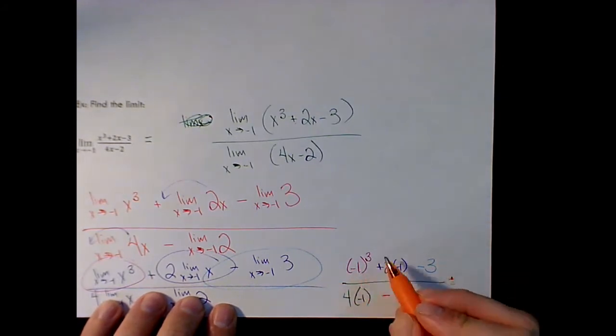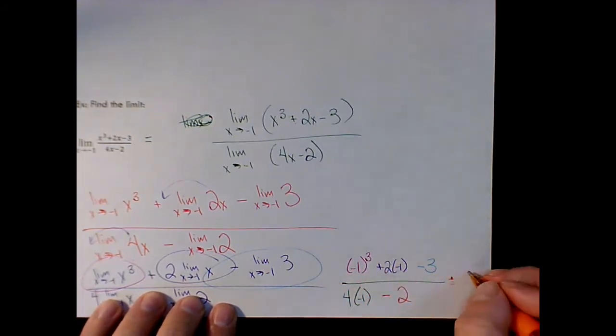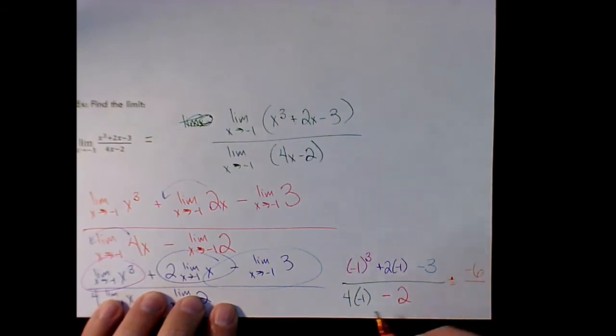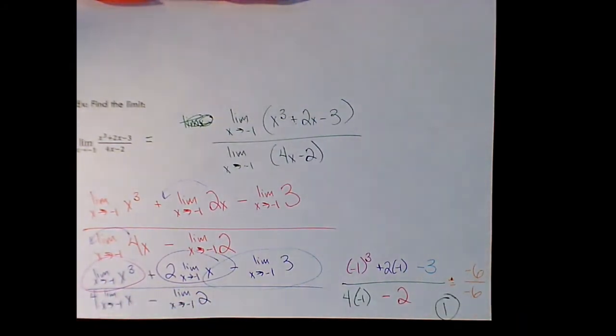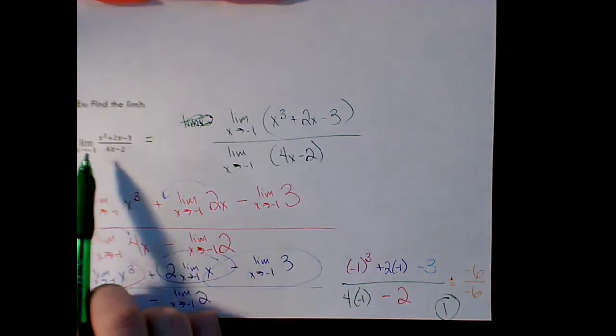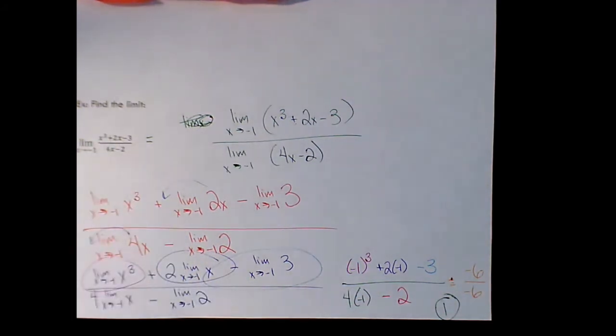Negative 1 cubed is negative 1. Minus 2 minus 3 is negative 6. Negative 2 minus 2, or negative 4 minus 2, is also negative 6. And this whole thing becomes 1. So at the end of the day, really, all I did was plug in negative 1 to every single x.